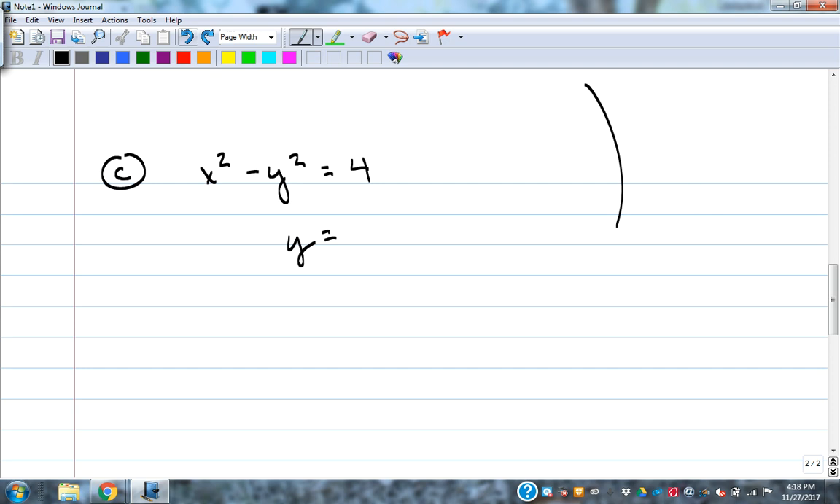But not exactly how that works. Let's do x squared there instead of x cubed. X squared minus y squared equals 4.